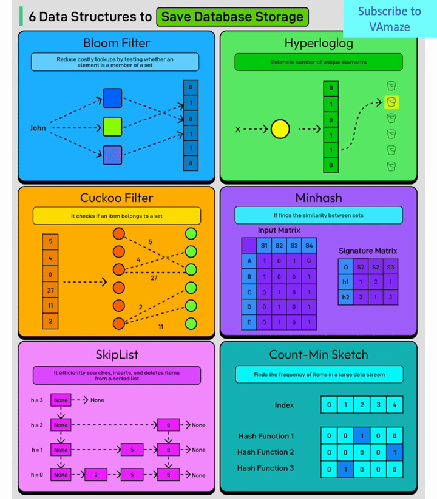Memory advantages. No need for complex balancing operations like AVL or red-black trees. Predictable memory usage patterns. Better cache locality than pointer-heavy tree structures. Concurrent access is easier to implement.